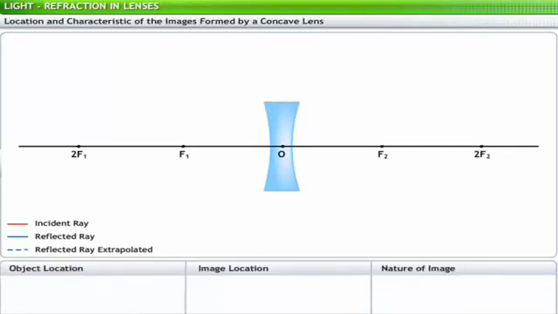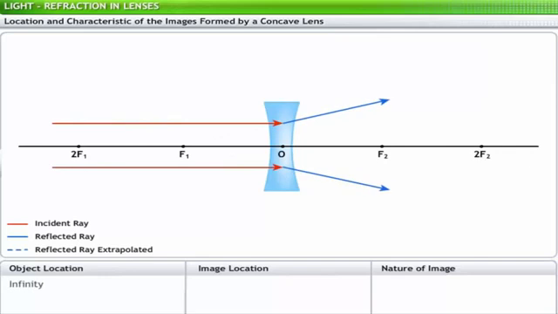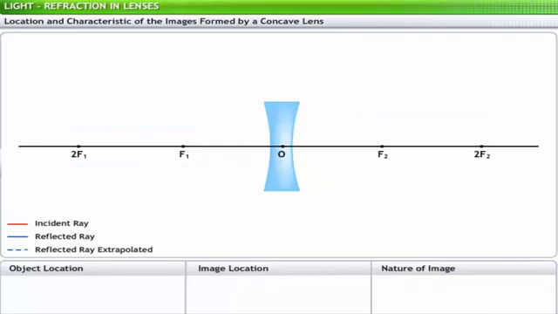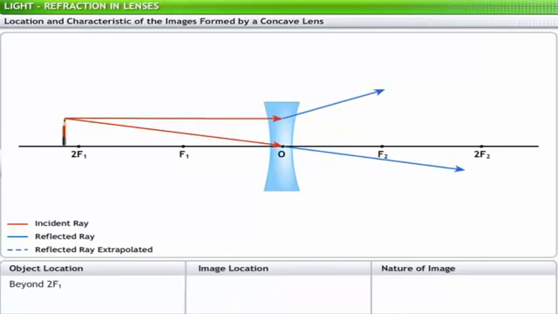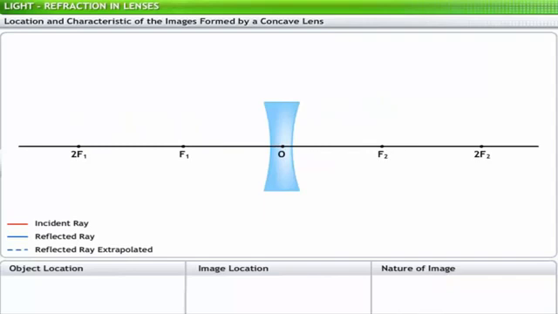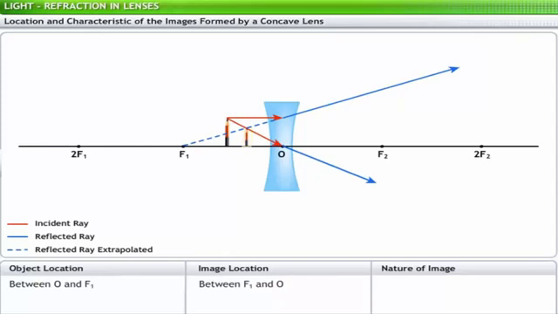For each position of an object, consider two light rays emanating from a point on the object. When the object is placed at infinity, the image is formed as a point at f1 and is virtual, erect and highly diminished. When the object is placed beyond 2f1, the image is formed between f1 and O and is virtual, erect and diminished. When the object is placed between O and f1, the image is formed between f1 and O and is virtual, erect and diminished.